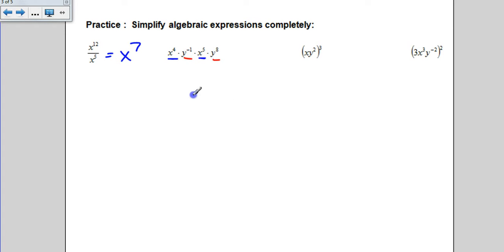So with my x's, x to the 4th times x to the 5th becomes x to the 9th, because we're adding those exponents together. And then y to the negative 1 times y to the 8 becomes y to the 7th, because again we added those exponents together.